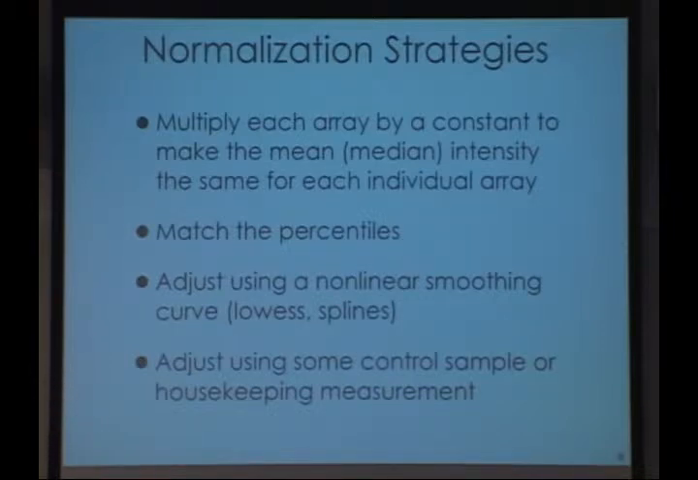Okay? So this sort of nonlinear smoothing is for microarrays typically. Multiplying by a constant we typically use for Luminex and PhosphoFlow. Occasionally we'll use this for biomark data. So that's kind of the range of where these things would be applied.